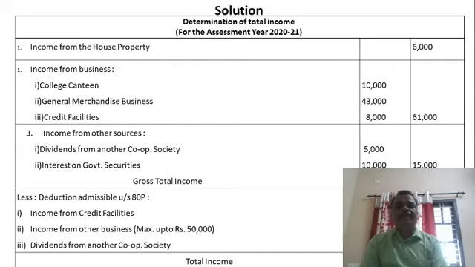Then income from other business. Usually, almost every cooperative society will get this benefit. If it is a consumer cooperative society, maximum up to 1 lakh. Other than a consumer cooperative society, maximum up to 50,000. Dividend from another cooperative society, 5,000. So the total deduction available to this cooperative society is 63,000. So we know that gross total income is 82,000. Then deduction 63,000. Taxable income is 19,000.